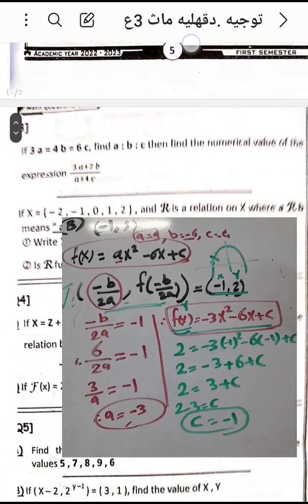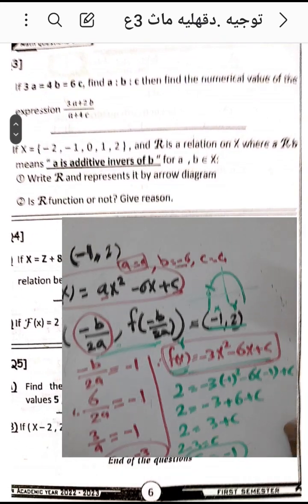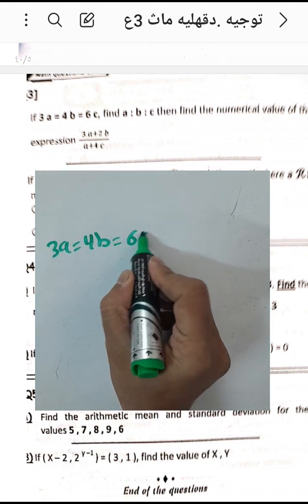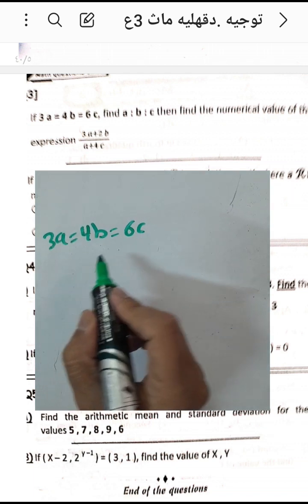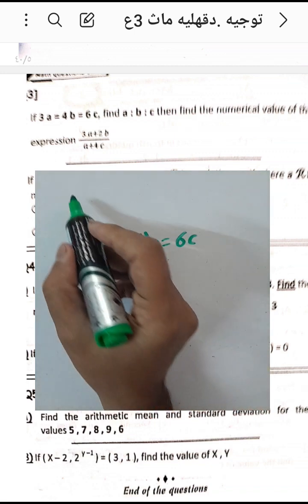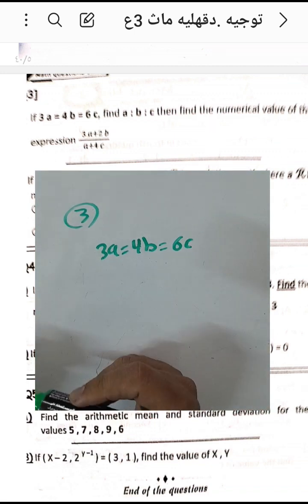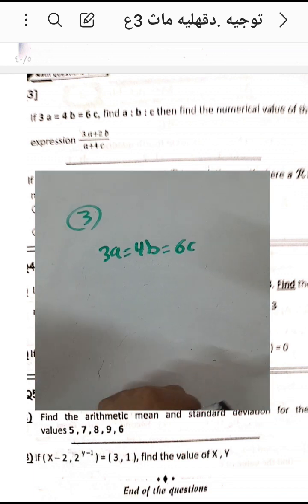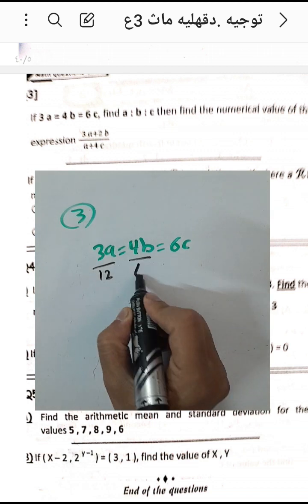Next question, number 3. Question number 3. If 3a equal 4b equal 6c, find the ratio between a and b and c. We can find the ratio by dividing by the least common multiple of 3 and 4 and 6, it will be 12. Divide all terms here by 12.